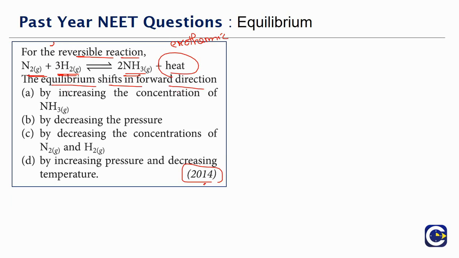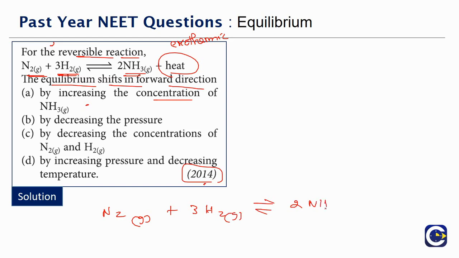So look at these options. What is option A saying? By increasing the concentration of NH3. So look at this. What is the given reaction? N2 gas plus 3H2 gas gives rise to 2NH3 gas plus heat. The plus heat tells us this is an exothermic reaction. If you add some product by increasing the concentration of ammonia, it means adding some product, which means the reaction is going to go in the backward direction. So this is not correct.